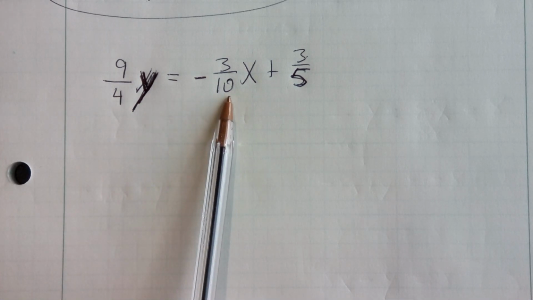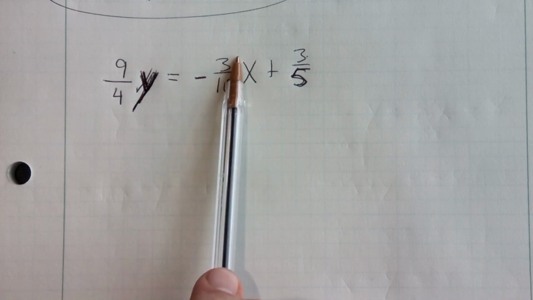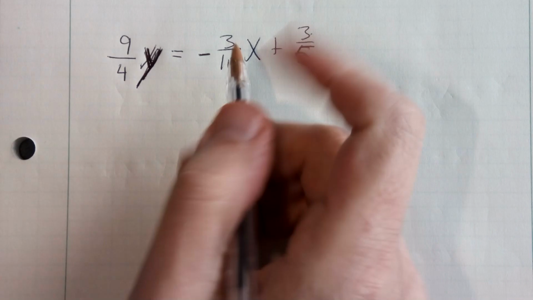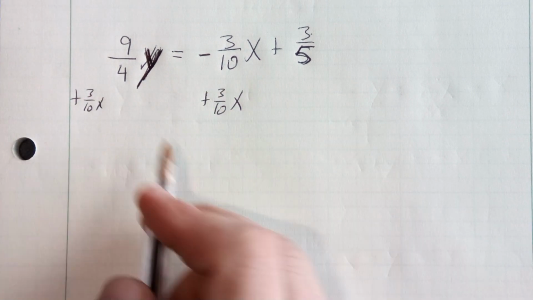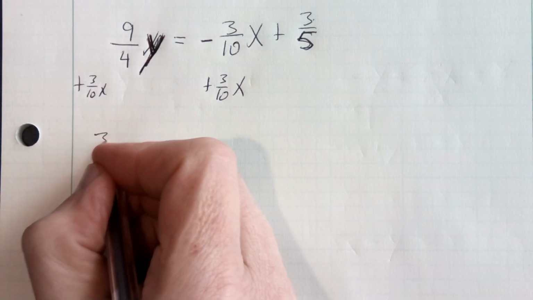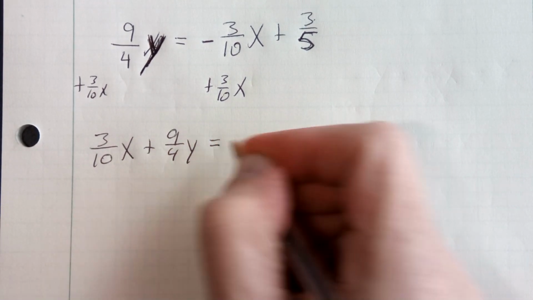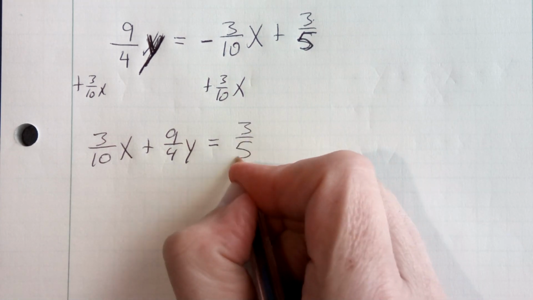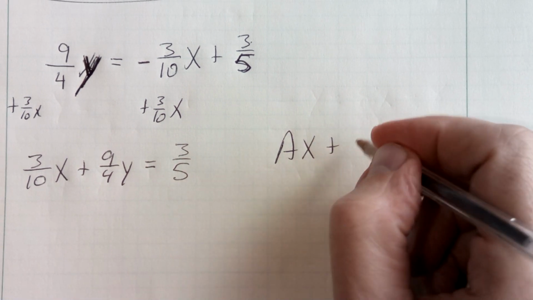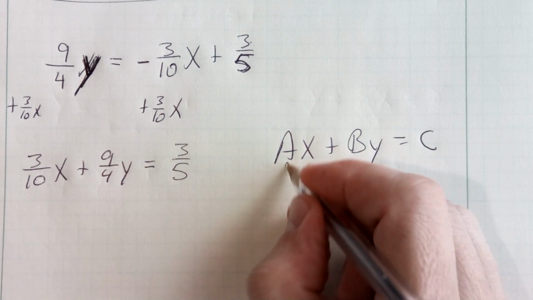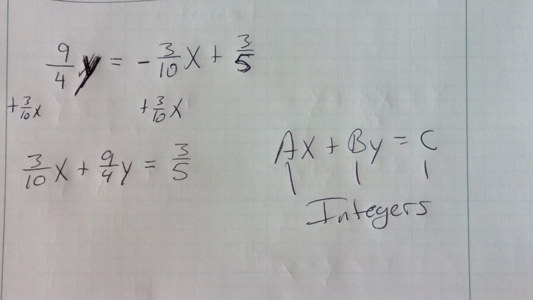Okay. What makes this hard is these are fractions. We don't want fractions. So we can actually move this term over first, which isn't that hard. We can add 3/10 x to both sides. Okay, those are not like terms. So we get 3/10 x plus 9/4 y equals this 3/5. Now, the thing I want to emphasize is that equation in standard form, that ax plus by equals c. Remember, a, b, and c must be integers. Those aren't integers. Well, how do I get them to be integers?